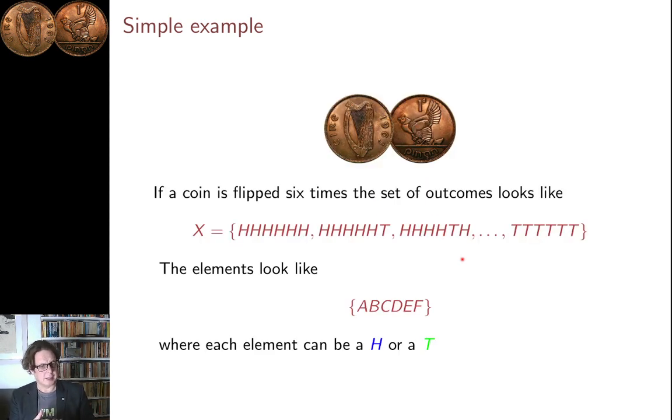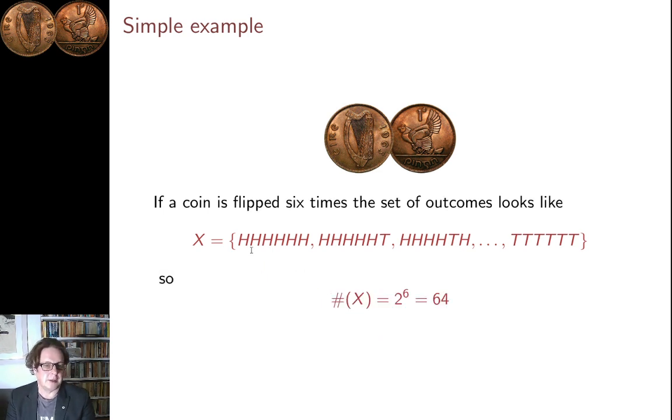And so here, the sample space, X, is just composed of all the possible sequences. H, H, H, H, H, H, and then H, H, H, H, H, T, and then H, H, H, H, T, H, etc., all the way along to T, T, T, T, T, T. So each of the elements of the sample space looks like A, B, C, D, E, F. And the A, of course, could be a head, or it could be a tail, and the B could be a head, or a tail, or the C could be a head, or the C could be a tail, etc.